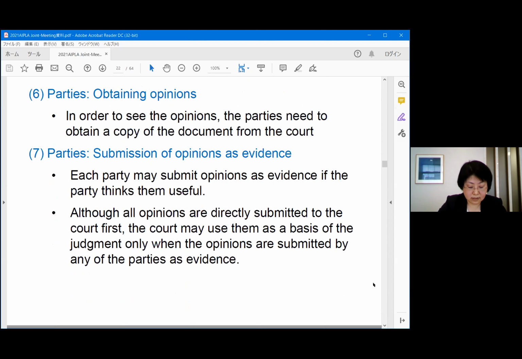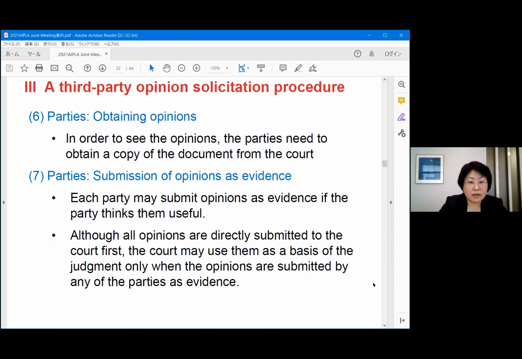Step 6, obtaining opinion by the parties. As I explained before, a third party submits its opinion directly to the court, not to the parties. So in order to see the opinion, the party needs to obtain a copy of the document from the court.